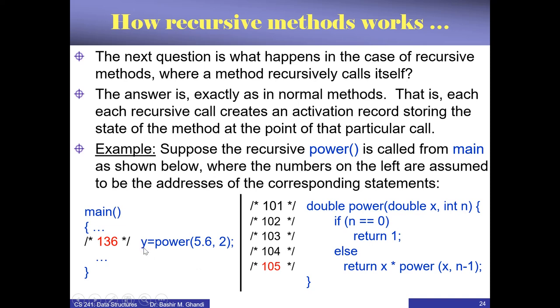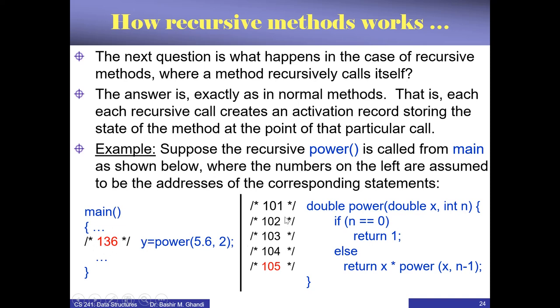You see here, when we say y equal to power 5.6 and 2, we are actually going to leave main and go to the power method. So the question is, when we come back from power, where are we going to continue the execution? It is at this particular address. Basically, we're going to do this assignment.